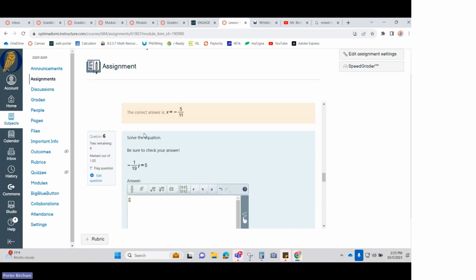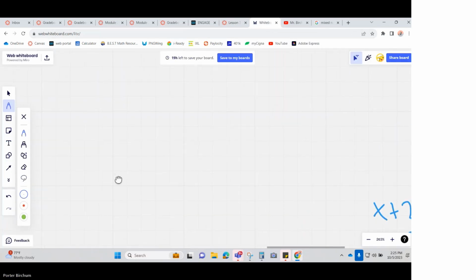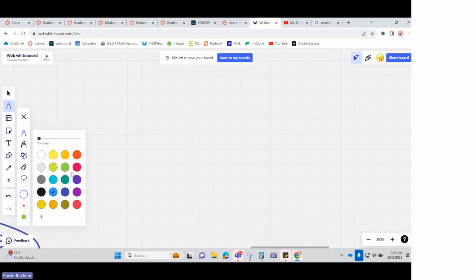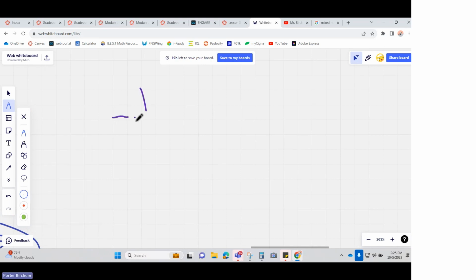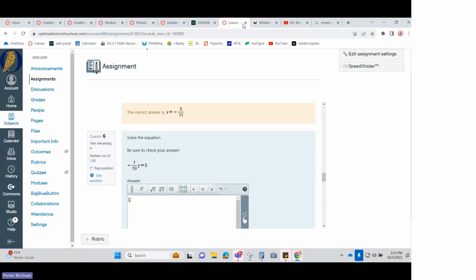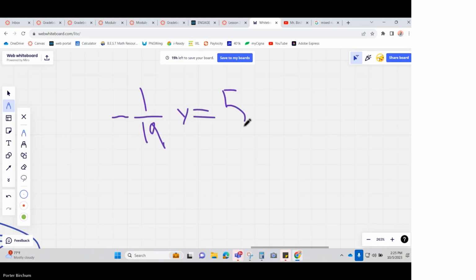Negative 1/19 y equals 5. I use purple. Negative 1/19 y equals, I already forgot, 5. Okay, what does it mean when there is a number right next to a letter? It means timesing. Nice, so let's use that inverse operation strategy for solving one-step linear equations.